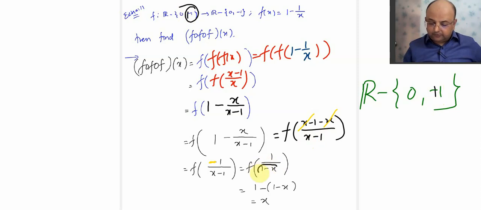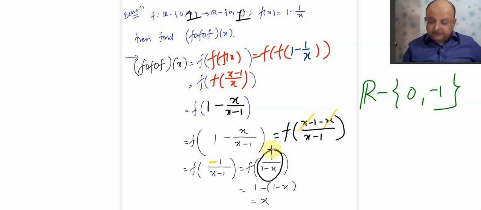Why should I omit 1? Because this will create a problem otherwise. So I cannot choose two values of x. Yes, I cannot choose 0. We cannot choose 1. So remember, I omit these two values. Okay.